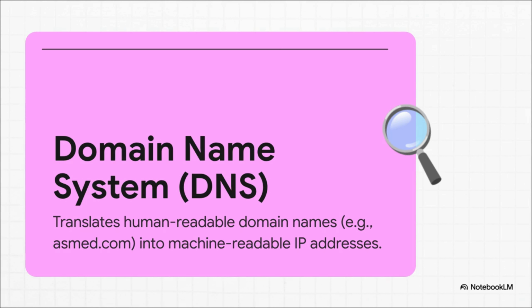The best way to think about it, and this is a classic analogy for a reason, is as the phone book of the internet. It's that simple. You look up a name you can remember, and DNS gives you back the number your computer needs to actually make the call. Honestly, without DNS, the internet would be basically impossible for us to use.